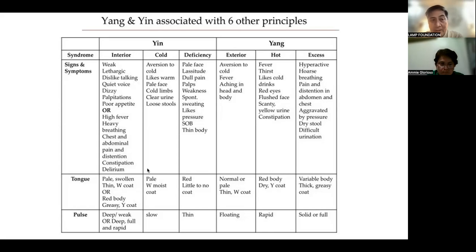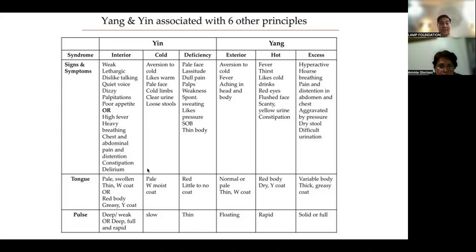Now we'll go to cold. Of course, the tongue is pale with a moist coat. You see, with cold it's very moist, and the pulse is slow. For yin deficiency, the tongue is red with little or no coat. Remember, in yin deficiency there is no coat or only a little coat, and the pulse is thin because yin is substance. For exterior, look at the tongue and pulse: normal or pale, thin, white coat. That's normal. Take note, this is exterior.